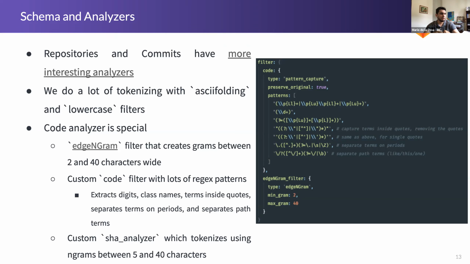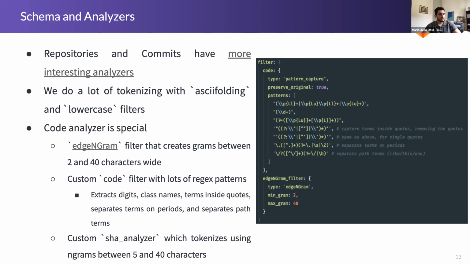We also have a custom code filter with a ton of reject patterns. So we are basically separating camel case function names so that you can find different words inside of a camel case function. We also extract all the digits. We also extract terms inside of quotes. We separate the terms on periods, and we separate path terms, terms between slashes. And this is because if we don't do that, then you cannot search for just a term that's inside of periods, for example. You would have to search for the entire string until there is a white space.